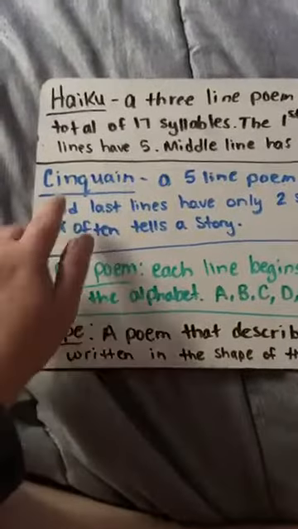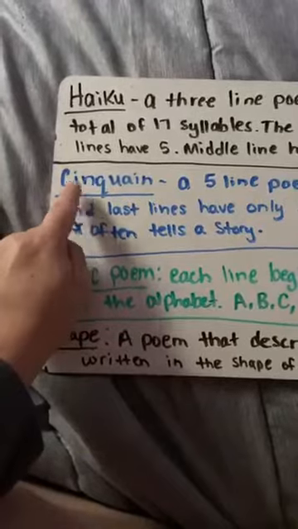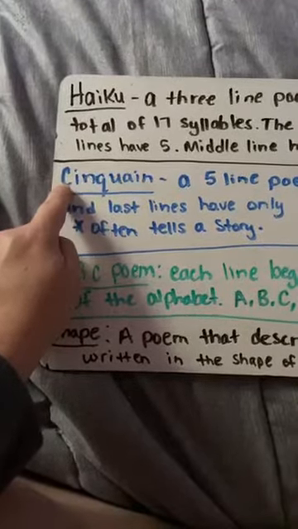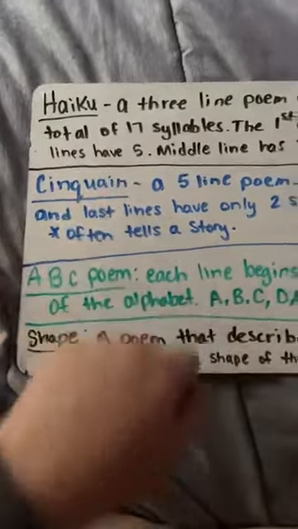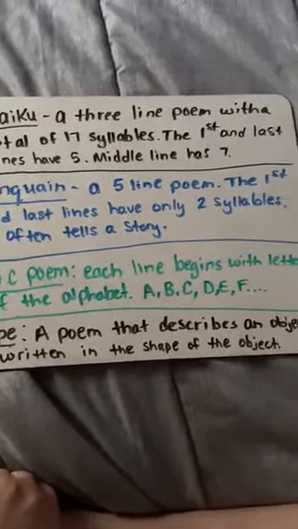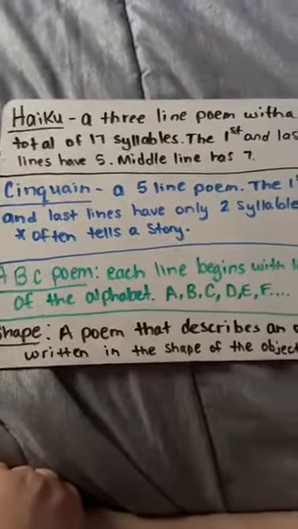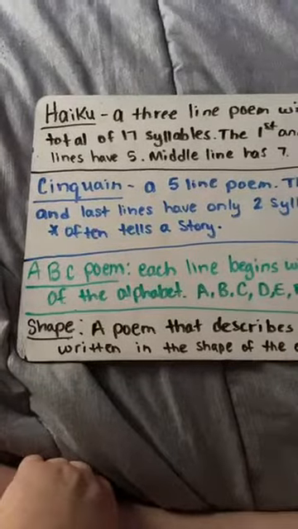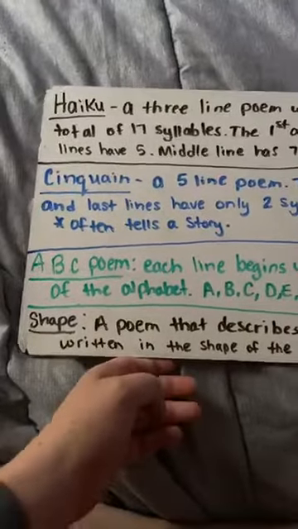Okay. Now this one looks a little tricky and it's hard to spell. So if you see an I, an E, or a Y after a C, it says the S sound. So this is cinquain poem. It's a five-line poem. The first and the last lines have only two syllables, but it often tells a story. You might not have written one of these yet, and that's okay.